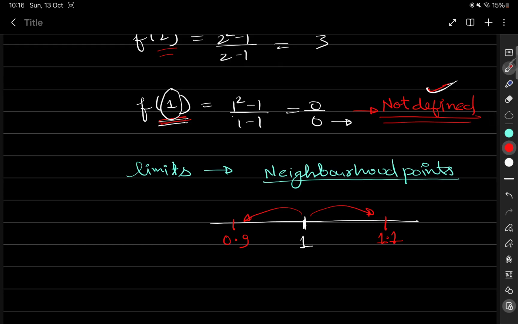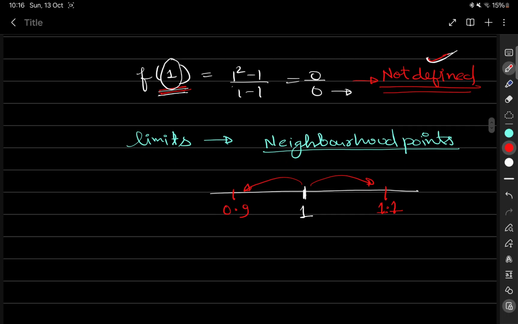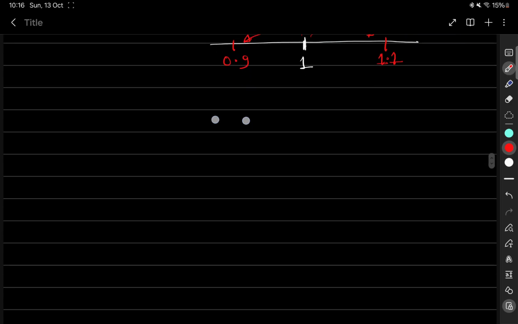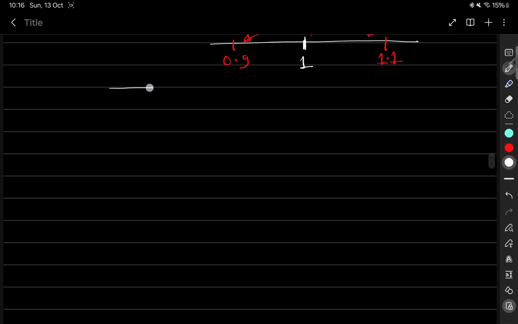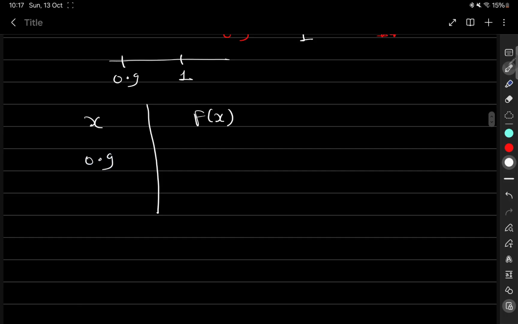The limit is saying, okay, no problem, you can find value at its neighborhood point. So what I am doing now is finding value at its neighborhood point. Take this number line, and I am taking 0.9, where this one is x and this one is function of x. If I put 0.9, I am putting 0.9 squared minus 1 divided by 0.9 minus 1.